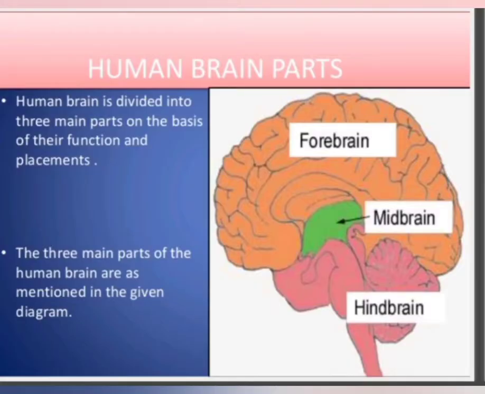Here you can clearly visualize the three main parts of human brain. So human brain is broadly categorized in three parts: forebrain, midbrain and hindbrain. And I have highlighted this in different colors so you can easily understand all these parts. Now this forebrain is again divided into three parts, that is olfactory lobes, cerebrum, or you can say thalamus, and hypothalamus.